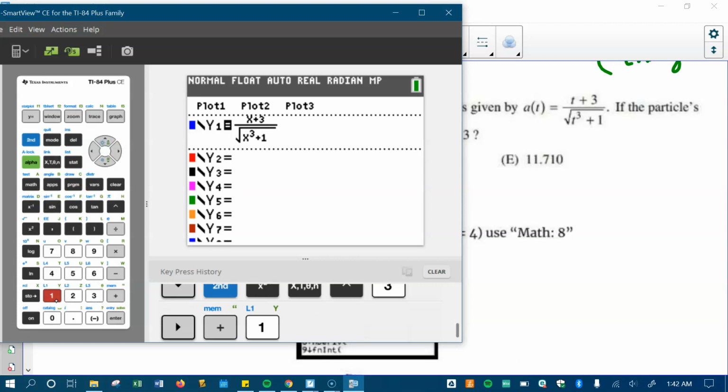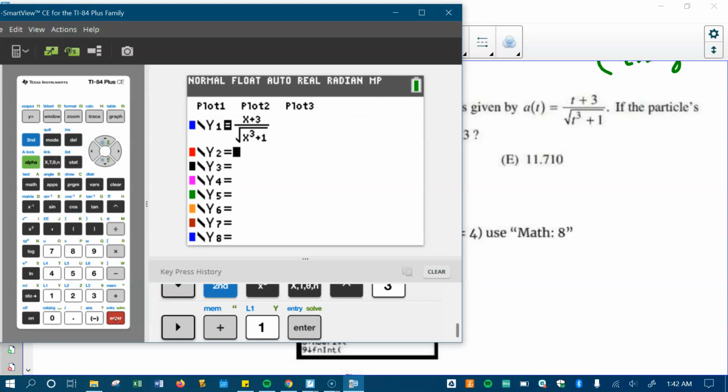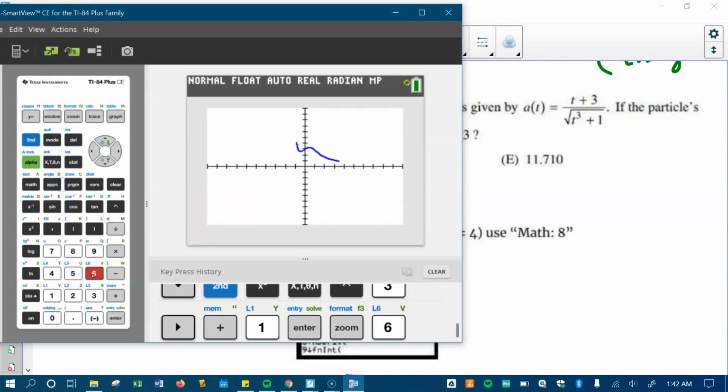Now, this kind of problem won't be on the test either because they said on the College Board that all the problems can be solved without a calculator. This is clearly a calculator problem. But just to give you a little taste of it, we do zoom standard. Let's see what the graph looks like. Wow, that looks great. This would be your acceleration. It looks like acceleration is always positive here, at least on our window, which is good to know.